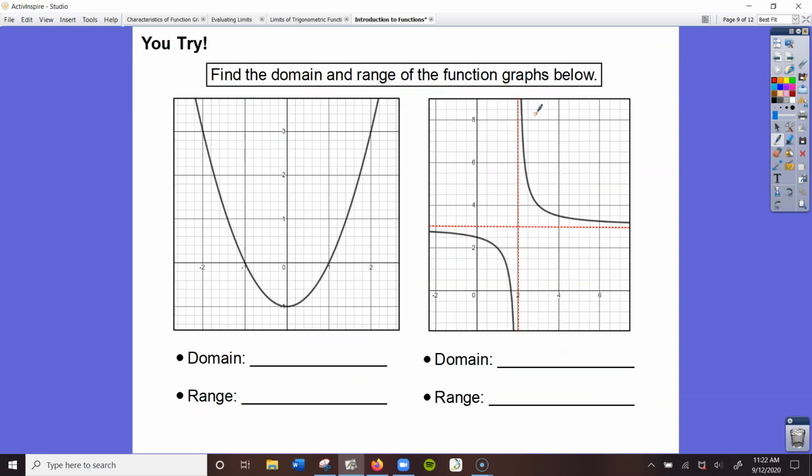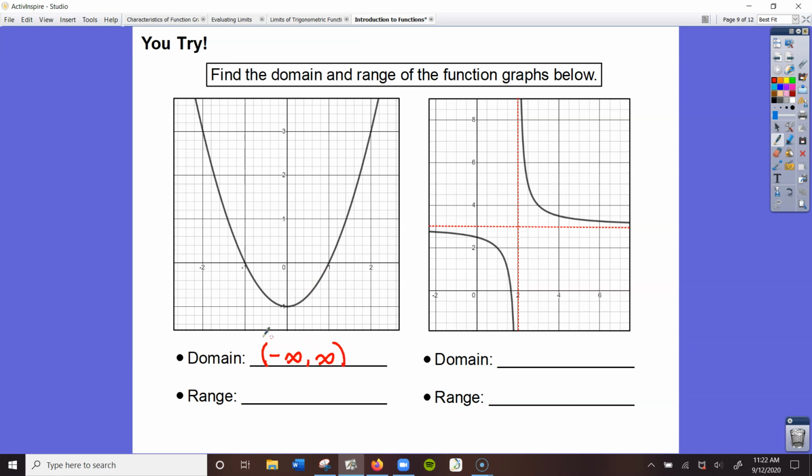Moving along, we're going to look at some additional graphs here. For the domain, for this quadratic function, this is a quadratic since it is a parabola. All quadratics open forever to the left and open forever to the right. Therefore, the domain is going to be from negative infinity to infinity.